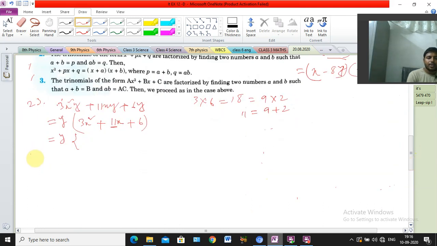Understood? So that means we can write 3x square plus, instead of 9, we can write 9 plus 2 x plus 6. Clear or not? Clear. So 3x square plus 9x plus 2x, because we are removing the bracket, plus 6. Understood? Clear?